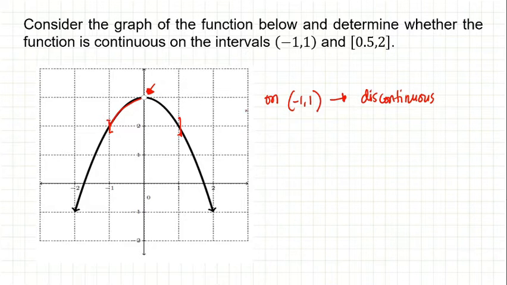Now, how about from 0.5? 0.5 is somewhere here to +2. So +2 is somewhere here. So makikita natin na walang holes, walang gaps, nor breaks sa ating graph. So in that case, we can say that on the closed interval 0.5 to +2, the function is continuous.